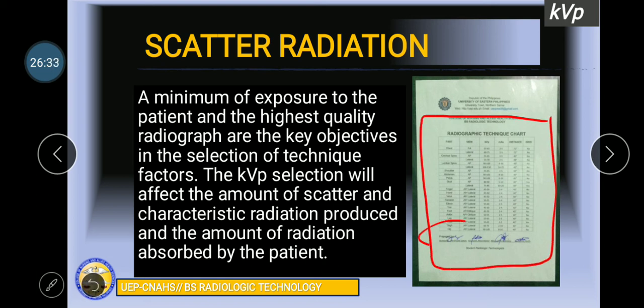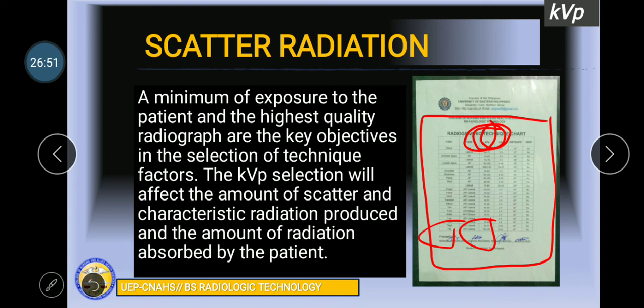Makikita nyo dito, mga students ko to dati. Kaya medyo nakaka-proud, nakagawa sila ng radiographic technique chart. So the kVp selection will affect the amount of scatter and characteristic radiation. Kaya now you know paano sila nakakome up ng kVp.